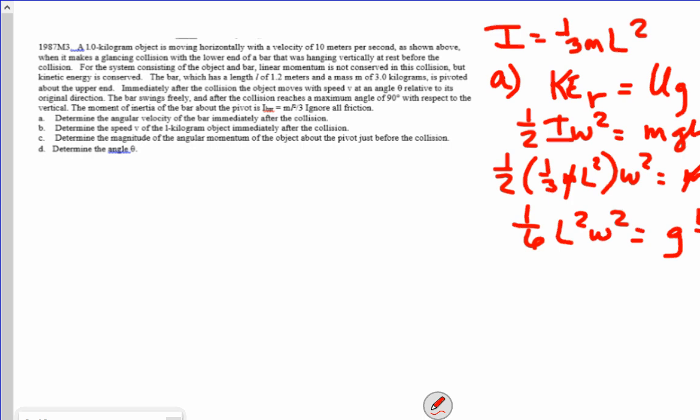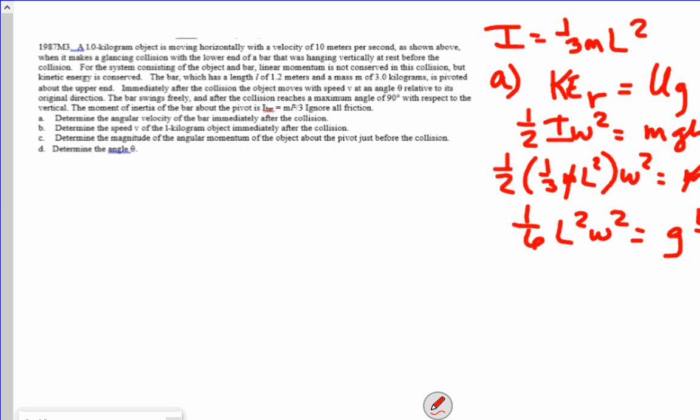So from here, as you can well imagine, this is going to simplify even further. And when you do the math, which I am going to suggest you do, because you guys are math whizzes, you should get 5 radians per second as your answer. All right, that is going to be your omega final.